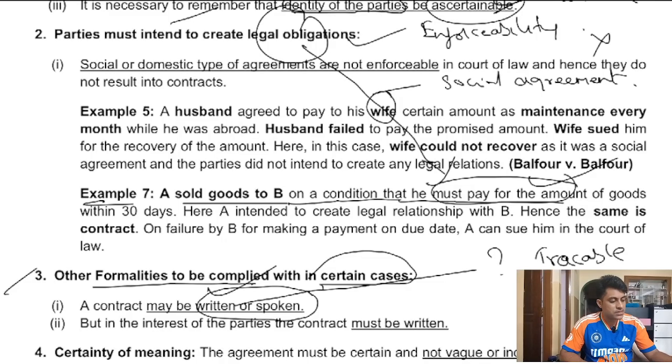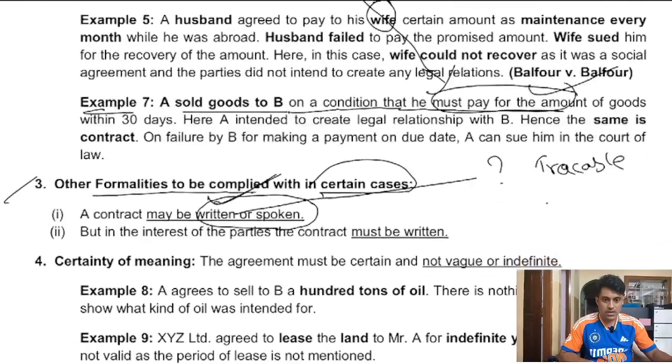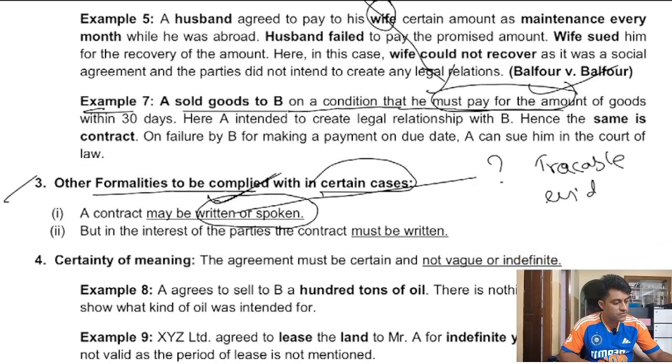Because human beings, that's very common, if something is given in oral terms, later on there cannot be a proof for that. So therefore it is always advisable to have a contract in written form, because it is traceable, and not only that, it will serve as evidence. Yeah, the same thing is written here.